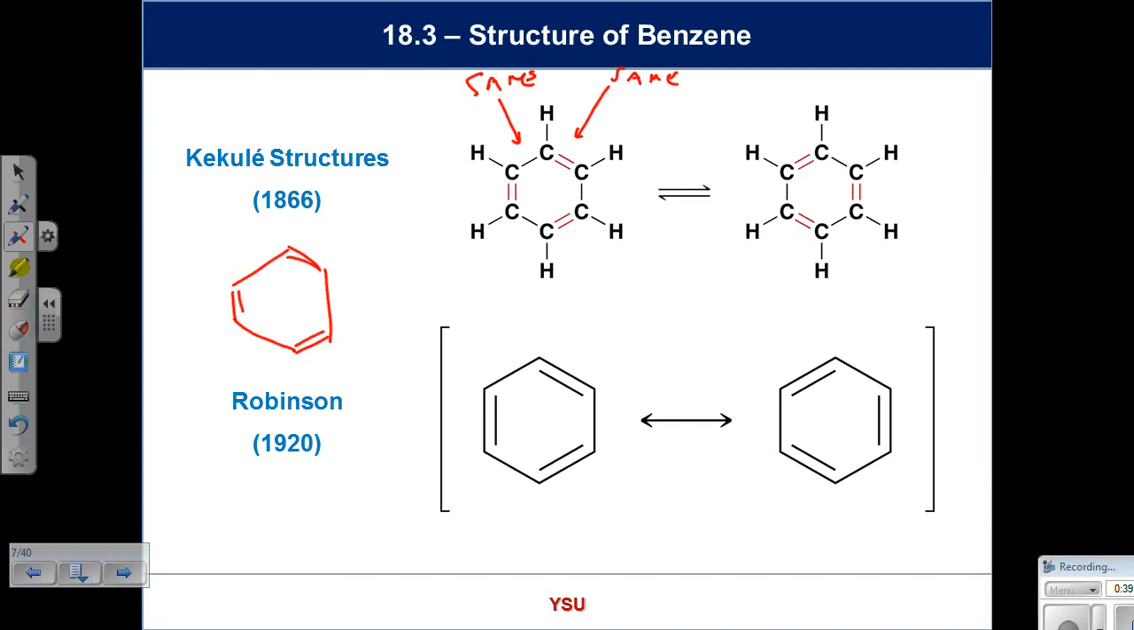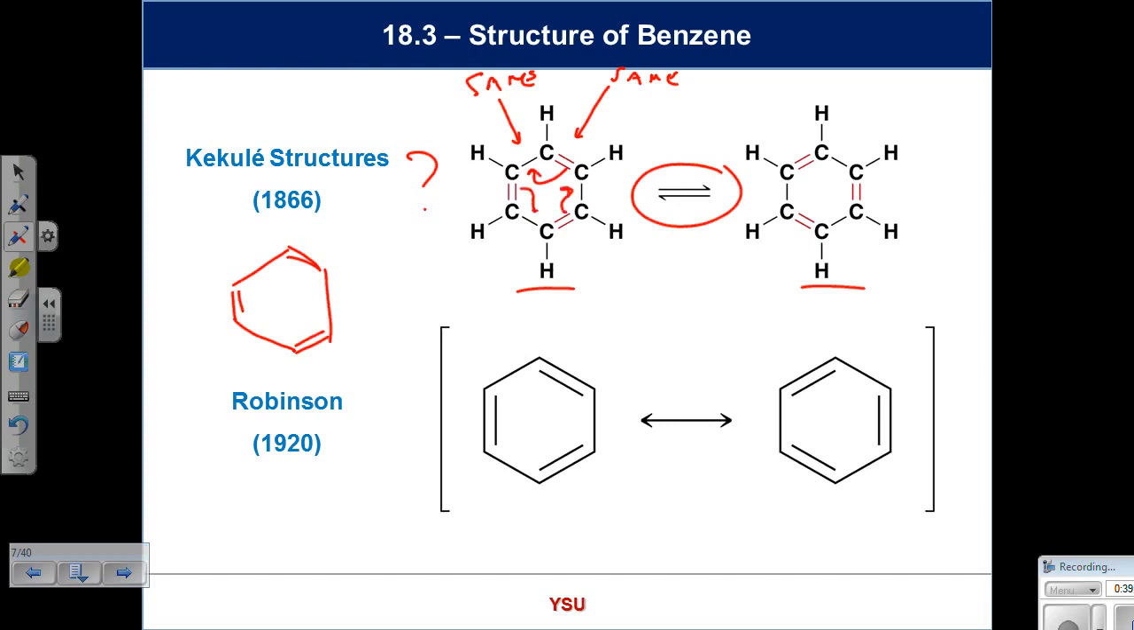Yeah? It isn't. It's symmetrical. It's a perfect hexagon. So, trying to work this out, what was going on? Kekule, 60 years before Robinson, said, okay, maybe it's one of these equilibrium systems where molecule A is turning into molecule B by the pi bonds moving around, by the pi bonds changing their position. And if you wanted to try and draw a mechanism for that, maybe it's something like this.